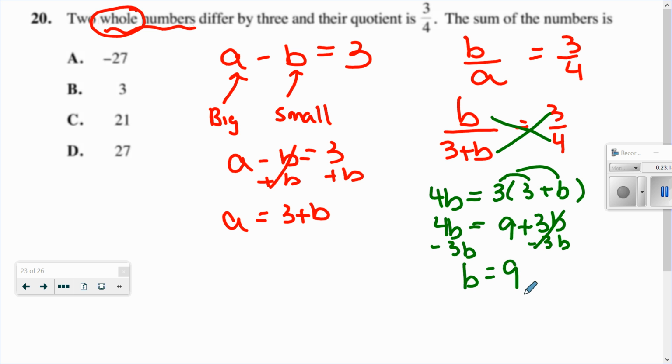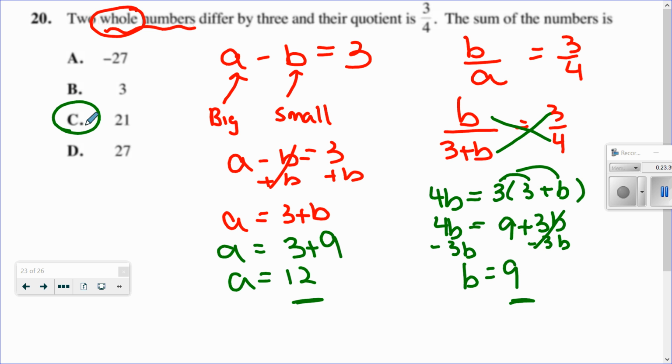So that means that the small number is 9. I have to find the big number, so I'm going to go to this formula here. So a is equal to 3 plus the small number b, which is 9, and 3 plus 9 is 12. So my numbers are 12 and 9, and they want us to do the sum. So 12 plus 9 is 21, and that would be my answer.